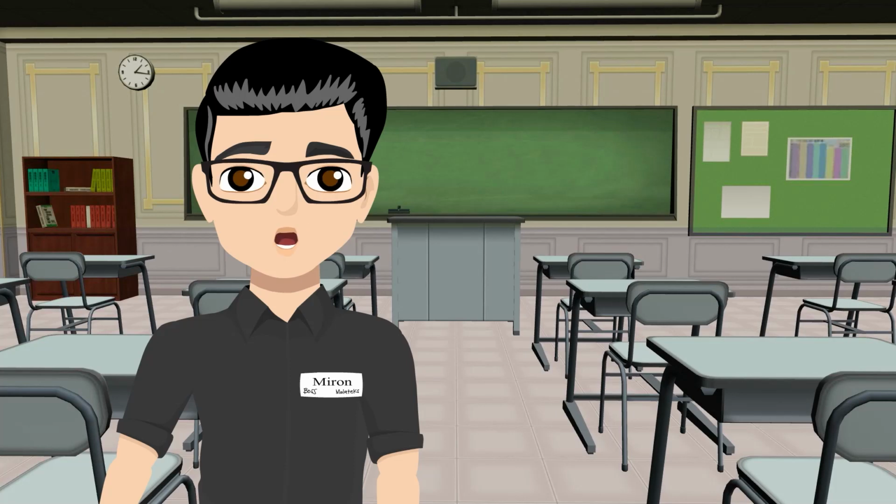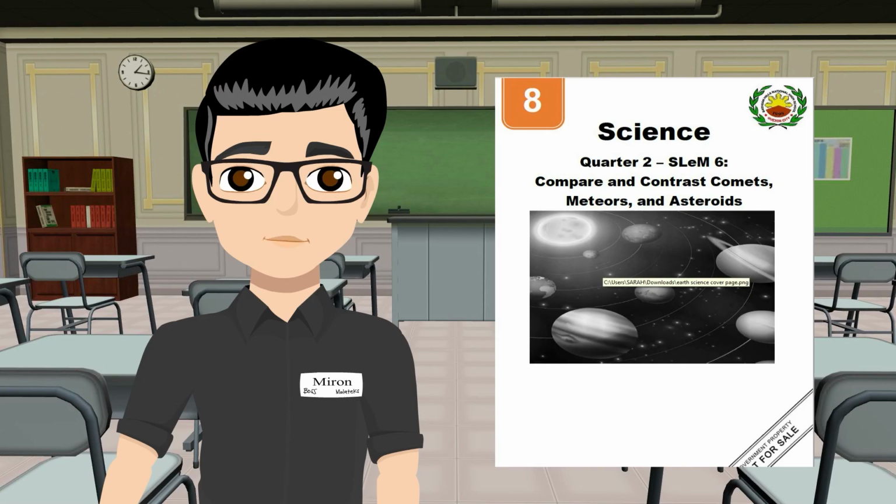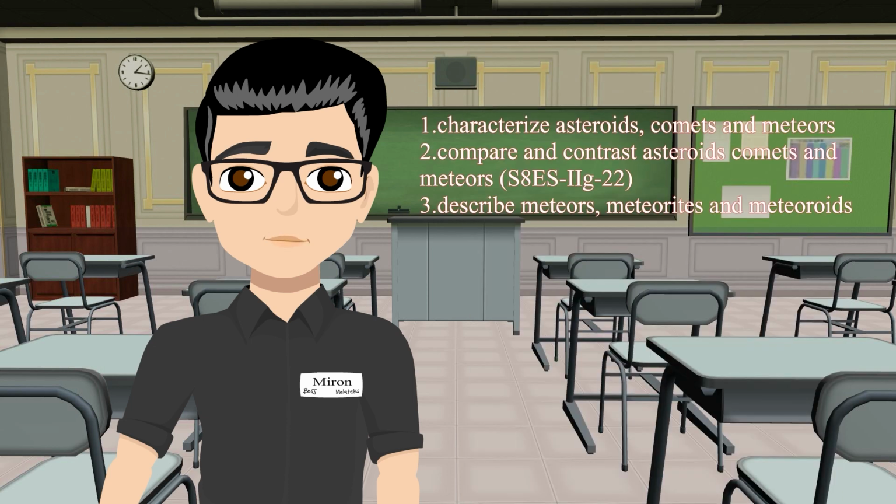We'll be discussing SLEM 6: compare and contrast comets, meteors, and asteroids. Expectations for this module: first, you will characterize asteroids, comets, and meteors. Number 2 is to compare and contrast asteroids, comets, and meteors. Describe meteors, meteorites, and meteoroids.